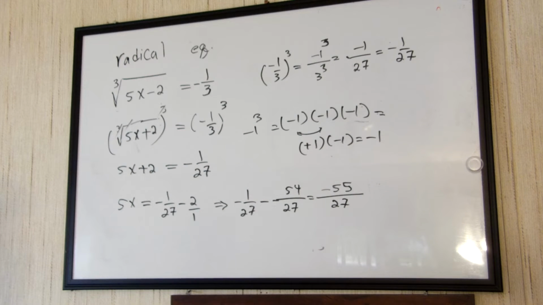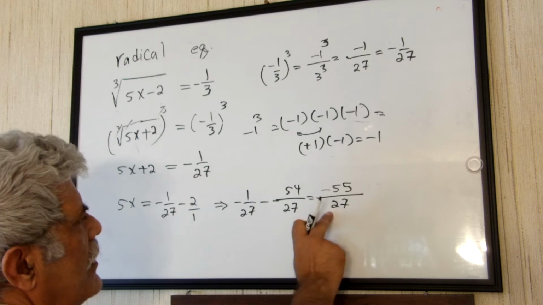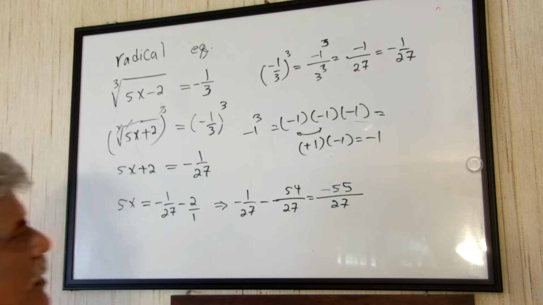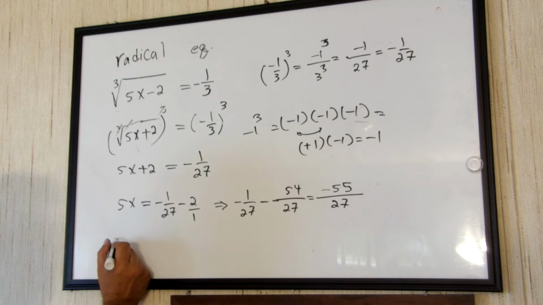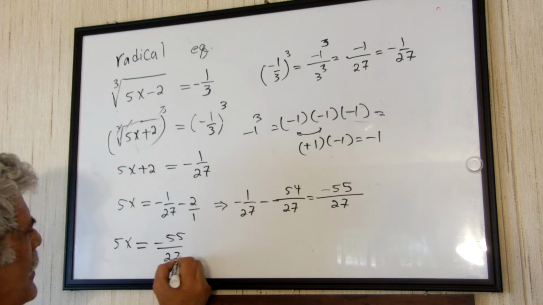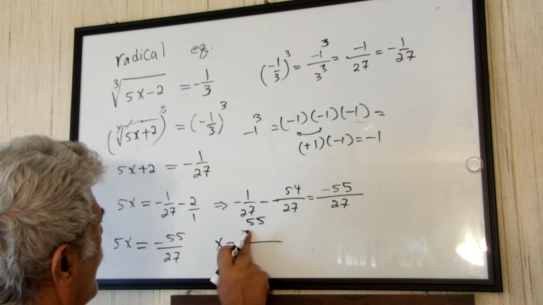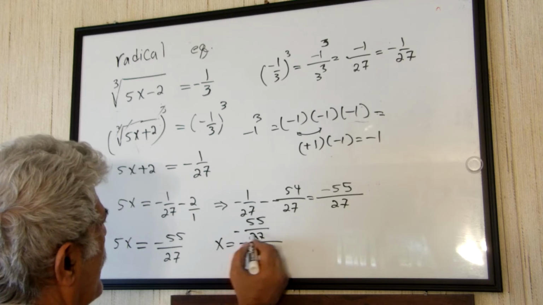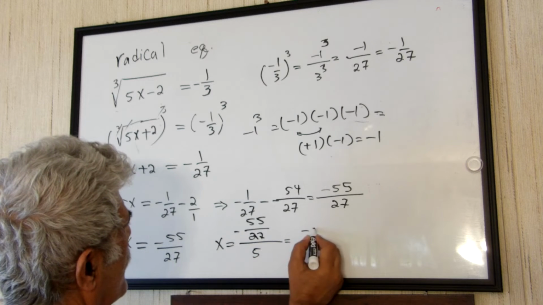We cannot simplify this: 55 is divisible by 5, and 27 is not divisible by 5. 27 is divisible by 3, but 5 plus 5 is 10, and 10 is not divisible by 3. So it's going to be 5x is equal to minus 55 divided by 27, and x is going to be equal to minus 55 divided by 27, divided by 5.